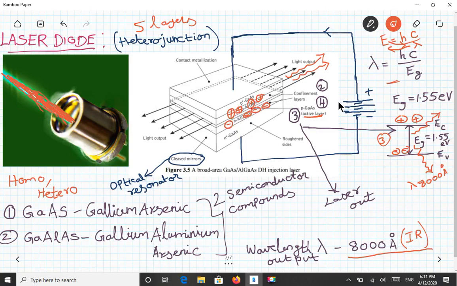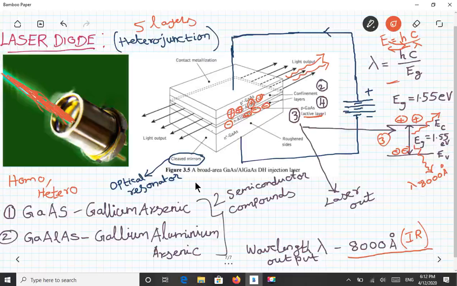The difference between homo and hetero: homo is a 2-layer system, hetero is a 5-layer system. In a homojunction, the band gap is small, so the energy output will also be small. Whereas in a heterojunction, as there are 5 layers, it will provide a larger band gap, so you will get a high energetic beam. Homo has a lesser band gap, so the light wavelength will be large and the energy lower. When the band gap is large, you get higher energy, lower wavelength light.